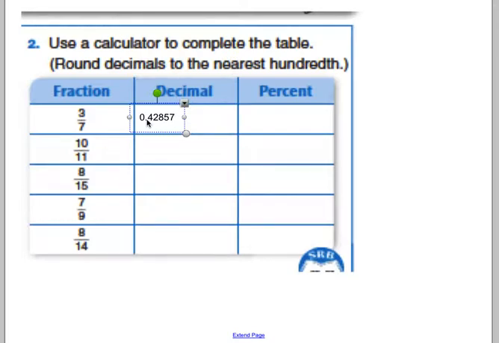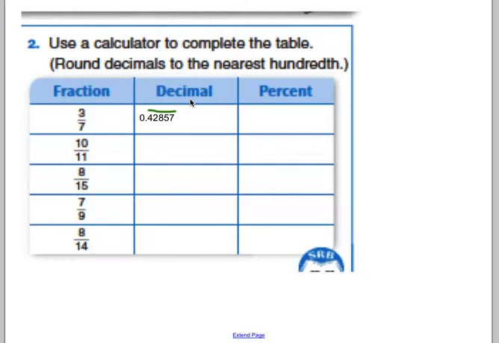3 divided by 7 actually happens to give us a repeating decimal. So I will leave it at that, and I will write the repeating bar. Let's pretend that's a straight line. Now, to change a fraction into a percent, we first have to change it to its decimal form. Once we're in the decimal form, we can use our calculator and just multiply that by 100. Because remember, percent means per 100, okay?